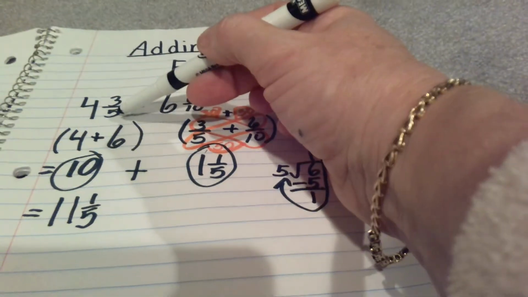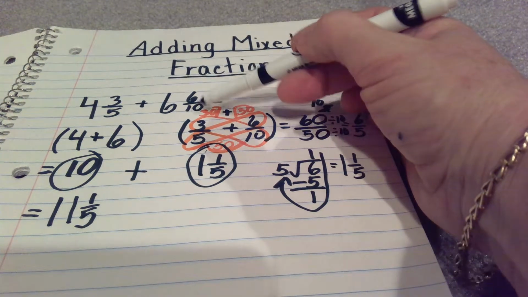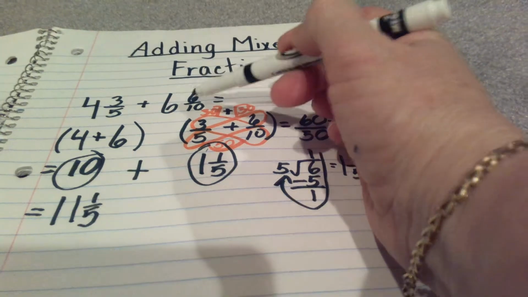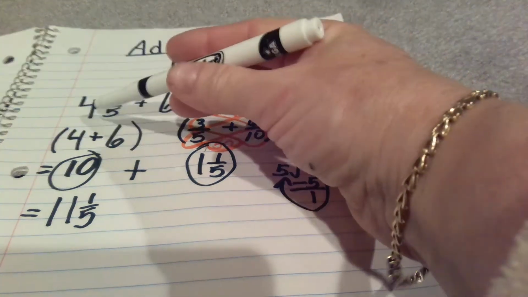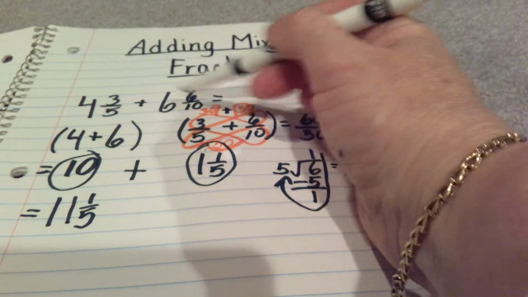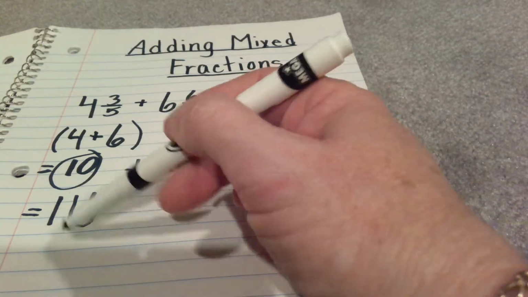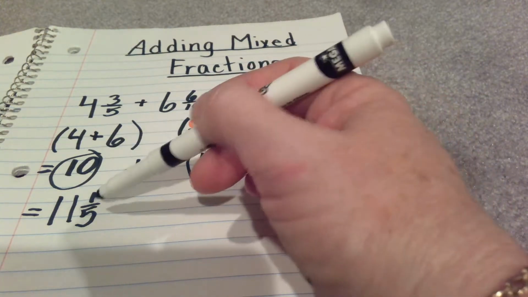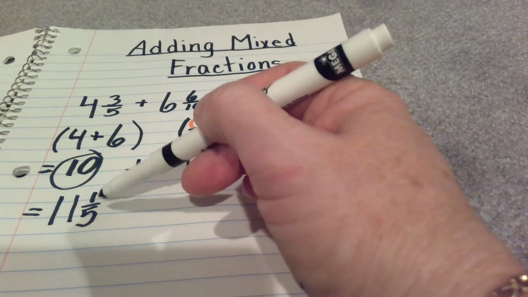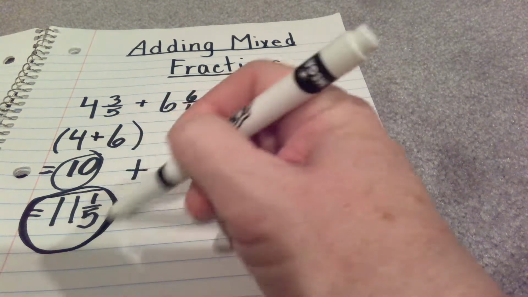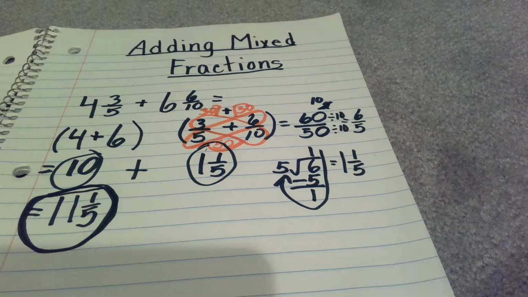3/5 is a little bit more than a half. 6/10 is a little bit more than a half. So if I add something that's a half plus a half, I'm going to have 1 whole. So that will increase this answer by 1. But they're both a little bit bigger than a half, so that means I'm going to have a little bit more. And 1/5 is really just a little bit. It's closest to 0 than it is to a half. So this answer does seem reasonable. Okay, so that is how we would add mixed fractions that have different denominators.